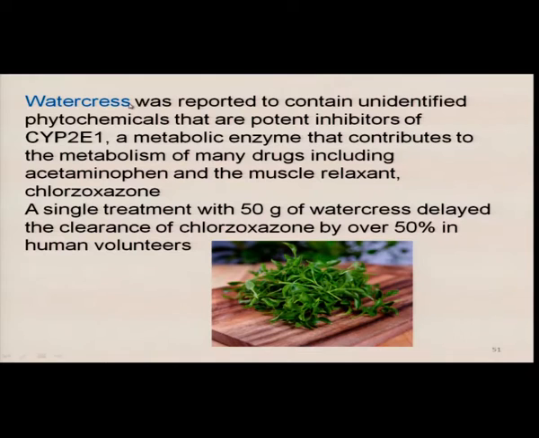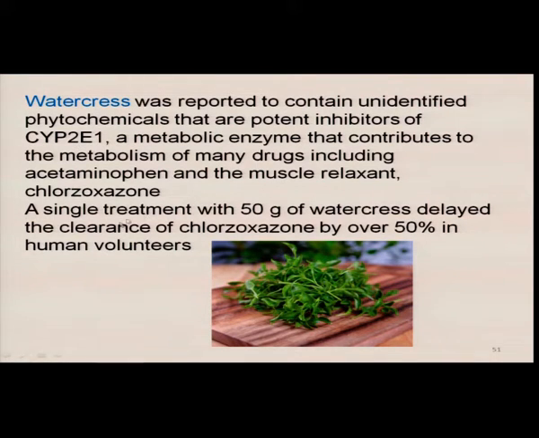without the grapefruit juice. Like spinach, which is commonly consumed, is watercress. This watercress contains some unidentified phytochemicals. These phytochemicals are potent inhibitors of another enzyme, CYP2E1. This enzyme actually helps in the metabolism of many drugs, including acetaminophen. Acetaminophen, as you know, is an ingredient of paracetamol, Tylenol, all these things, and the muscle relaxant chlorzoxazone. So, for the metabolism of acetaminophen and many muscle relaxant drugs, you require the enzyme CYP2E1.